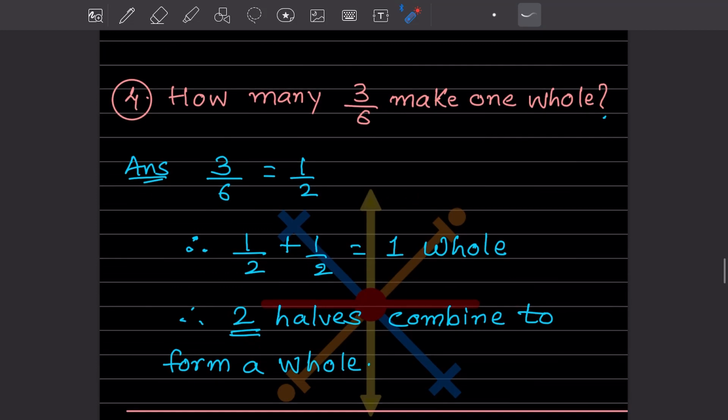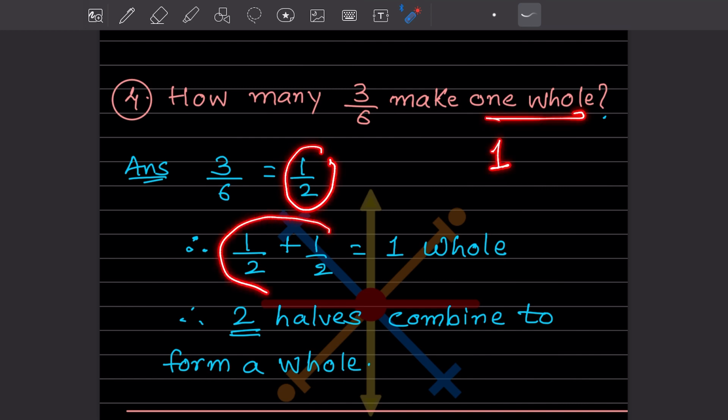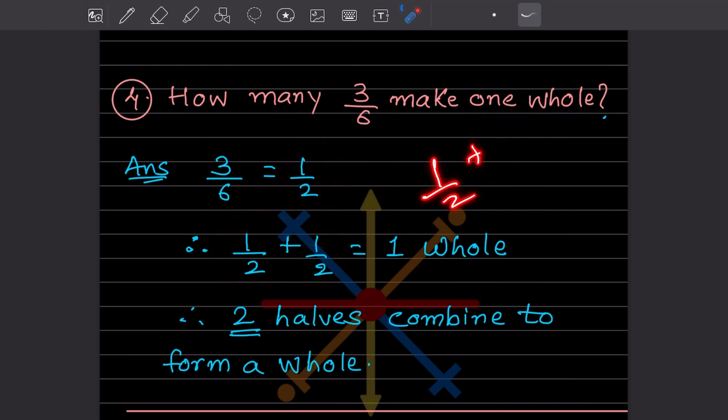Now how many 3 by 6 make one whole? Look here, 3 by 6, when we simplify this, is going to be 1 by 2. So when you write this you get 1 by 2, right? And we want one whole, which means we want 1. So when you write 1 by 2 plus 1 by 2, you get one whole. I'll show you again, 1 by 2 plus 1 by 2.